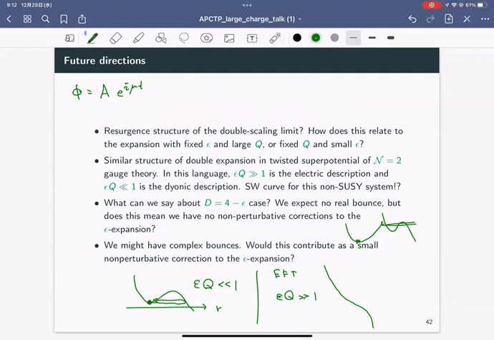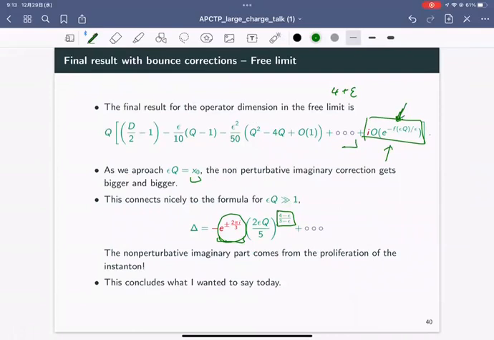So I don't know the answer to it in the 4 minus epsilon case, but I slightly know the answer to it in the 4 plus epsilon case, because we have the imaginary part here, which becomes larger and larger to give you this term, which was expected from effective field theory.